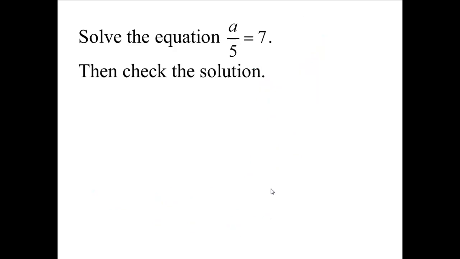Solve the equation a divided by 5 equals 7. In this case, the variable a is being divided by 5. What is the inverse operation of division? The answer is multiplication. So we'll multiply both sides of this equation by 5. And this 5 divided by this 5 gives us 1. So we have a times 1, which is simply a. And on the other side, we have 7 times 5, which is 35. So we have a equals 35, and that is the solution.